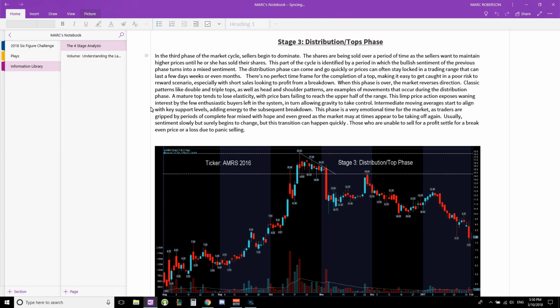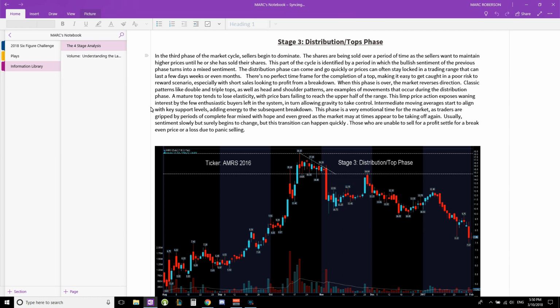This part of the cycle is identified by a period in which the bullish sentiment of the previous phase turns into a mixed sentiment. The distribution phase can come and go quickly, or prices can often stay locked in a trading range that can last a few days, weeks, or even months. There's no perfect time frame for the completion of a top, making it easy to get caught in a poor risk to reward scenario, especially with short sales looking to profit from a breakdown. When this phase is over, the market reverses direction.